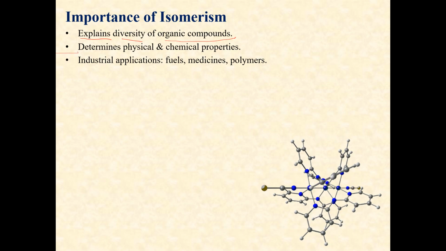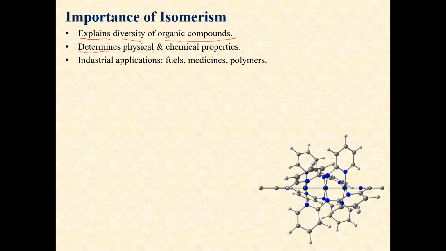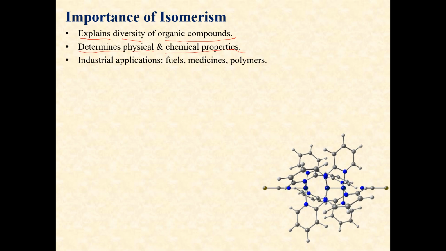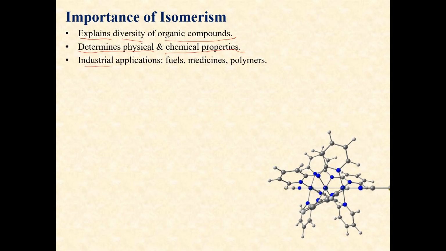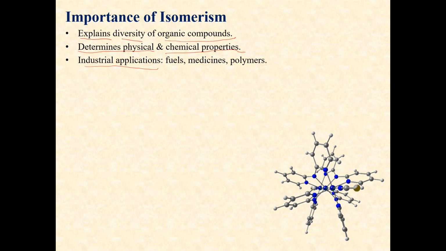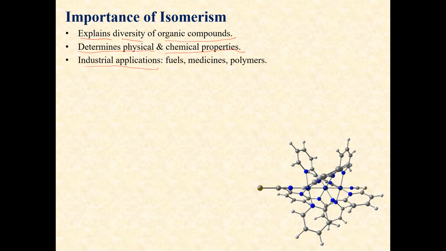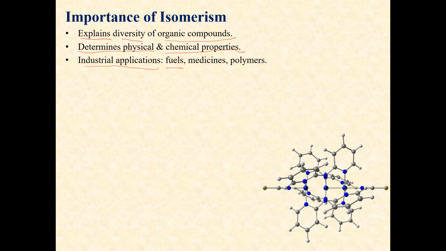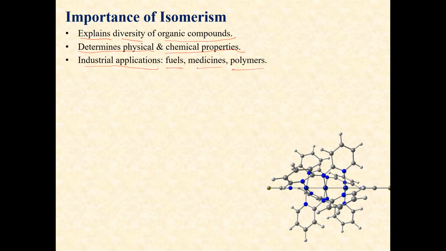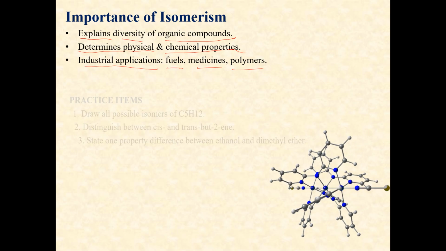It also helps to determine the physical and chemical properties of different organic compounds. Then finally, it helps in industrial applications. We can understand the application of different organic compounds as fuels, in medicine and also in polymers. So that is the importance of isomerism.